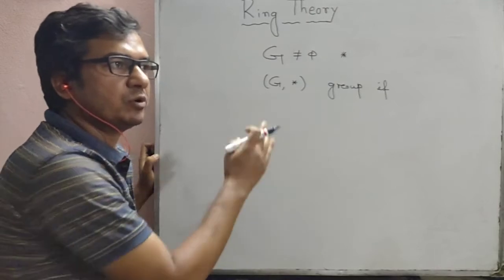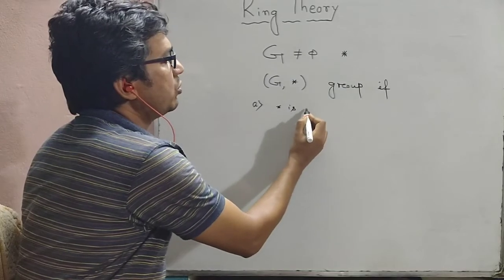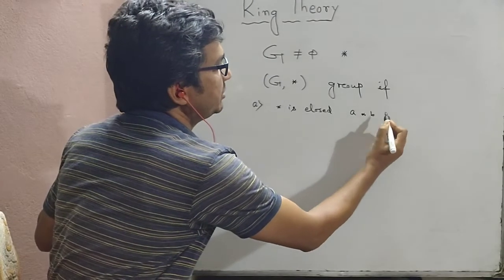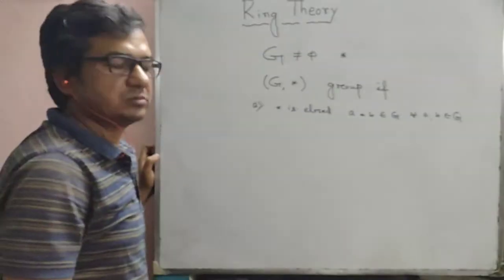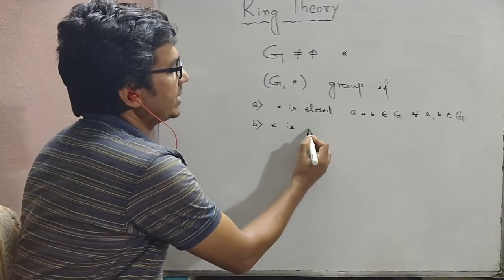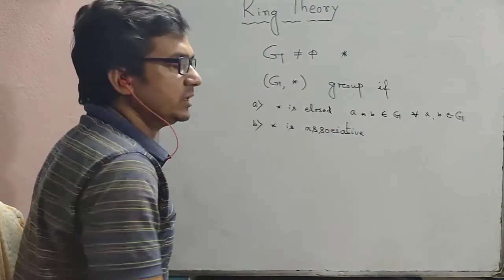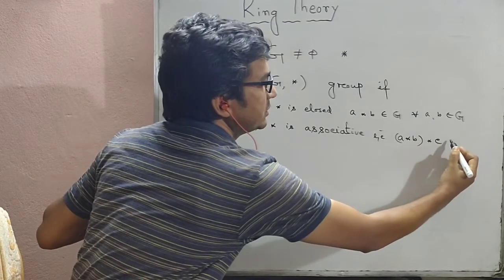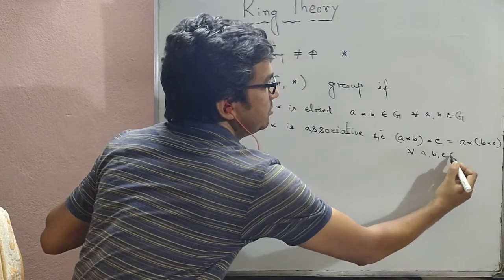The properties of a group are: property A, star is closed, that is A star B belongs to G for all A, B belongs to G. Property B, star is associative, that is A star B star C equals A star B star C for all A, B, C belongs to G.